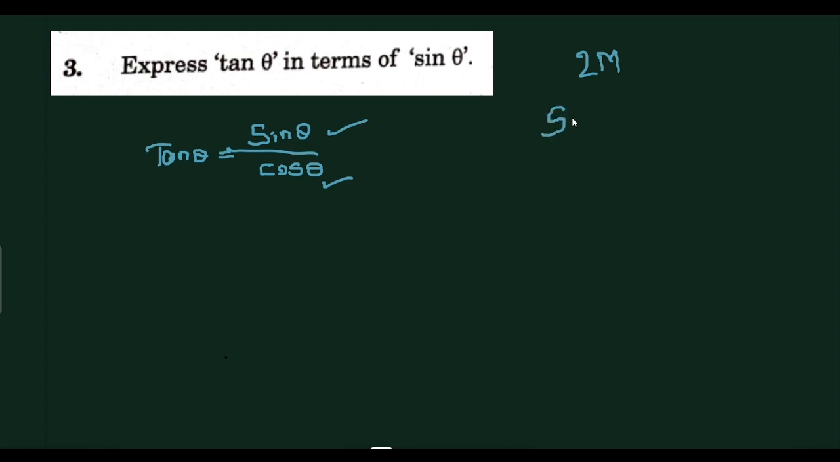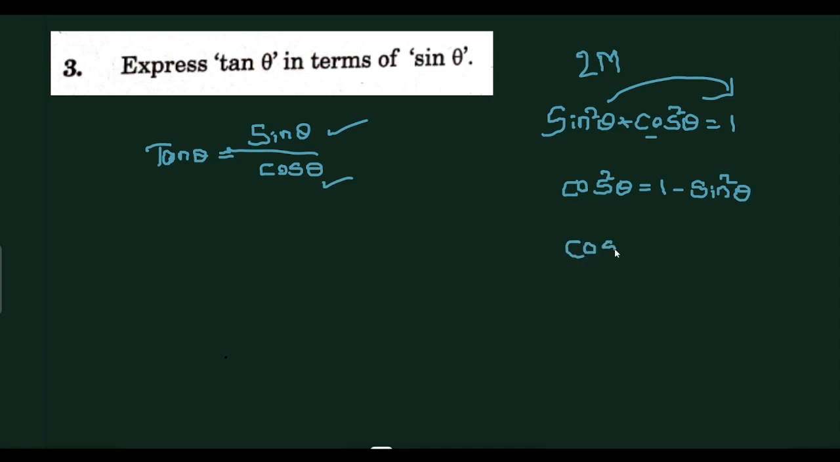So let's see, the identity: sine square theta plus cos square theta is equal to 1. From this, I want to find the relation for cos, so I'm taking cos square theta equals, just bring sine to the other side, then 1 minus sine square theta. Here I have cos square, so simply remove the square, then you will get root of 1 minus sine square theta.